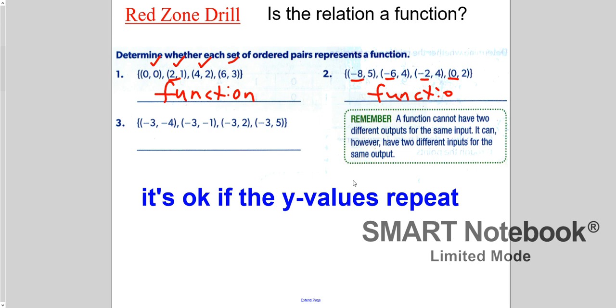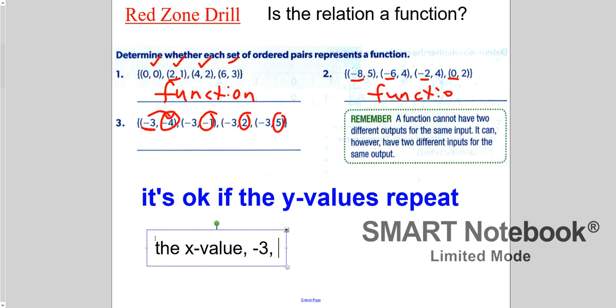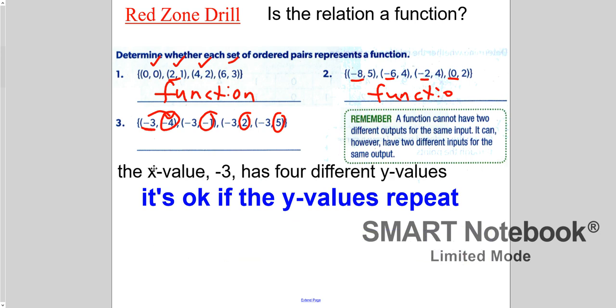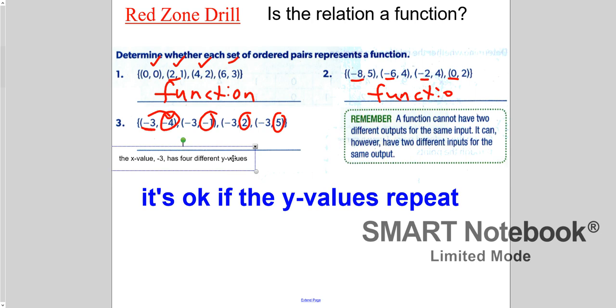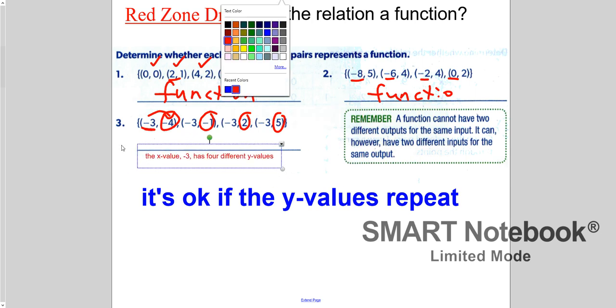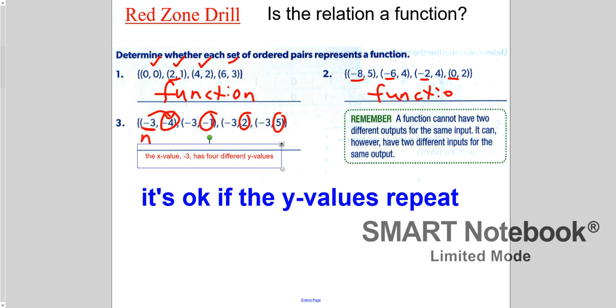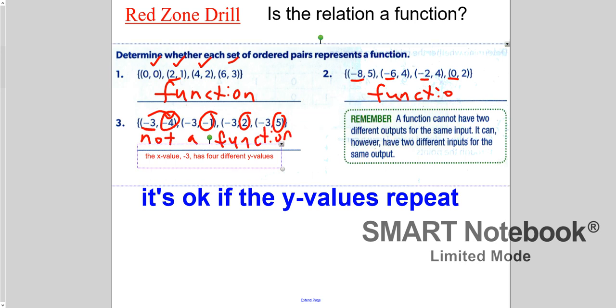So we look at number 3, and I see, okay, x value of -3 goes with -4, but wait a minute, it also goes with -1, 2, and 5. So -3, let me type it so it's a little neater. The x value, -3, has 4 different y values that go with it. So this is not a function. And it's not a function because of the reason I just wrote down. So that's something that you could write down if you want to say something is not a function. You could be specific and say that this x value has 4 different y values. It has more than one y value. It should only have one.